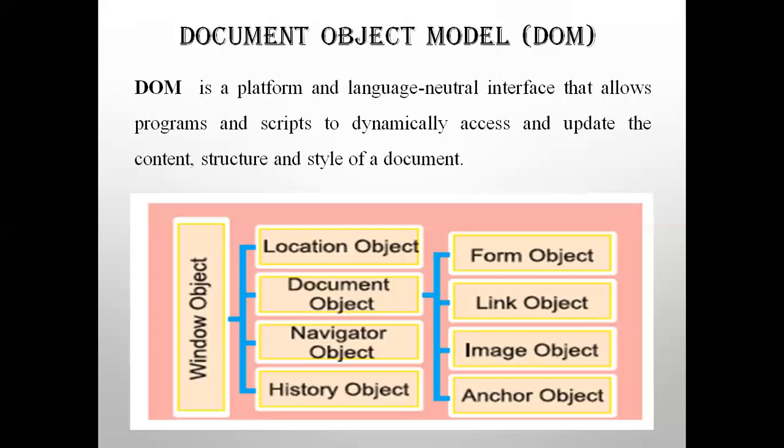So here we have the diagram. This diagram shows you the hierarchy of the Document Object Model. The window object is the top part. Then you have four objects linked to it: location, document, navigator, and history. And further, the document object has sub-objects: form, link, image, and anchor. The window object is at the top of the hierarchy. It is the outermost element of the object hierarchy.